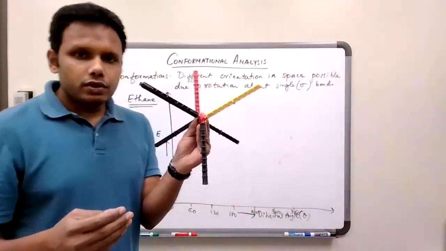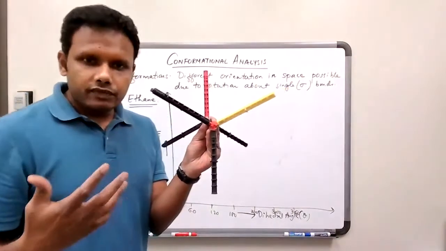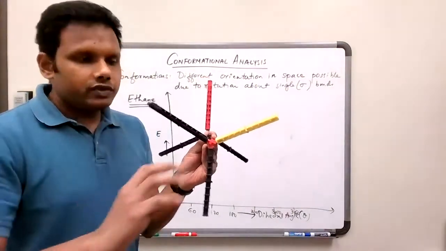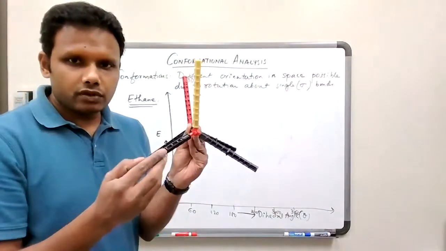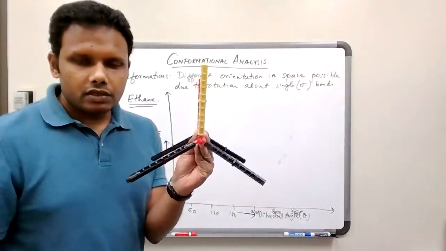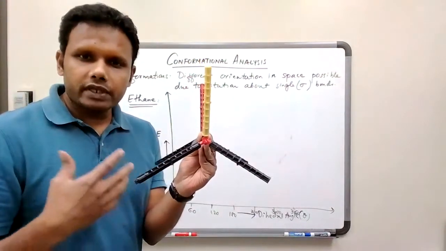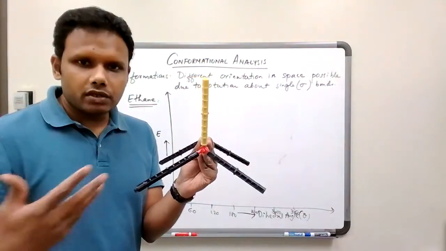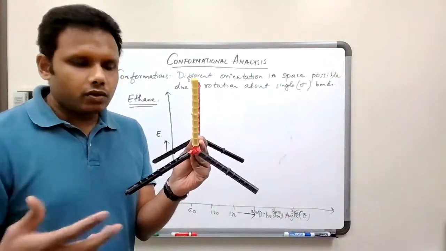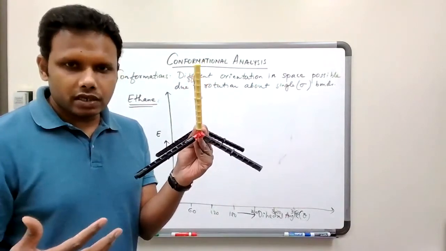Now, you could rationalize it in different ways. One way of saying this could be that when you're in the eclipsed conformation, and again, this is more of a classical approach of explaining this, but I'll also talk about a more contemporary, newer version of how we understand this.